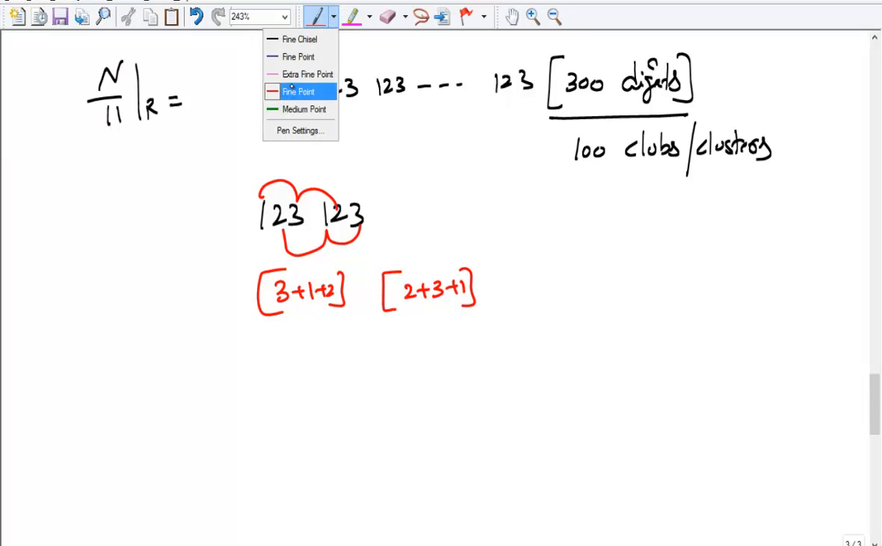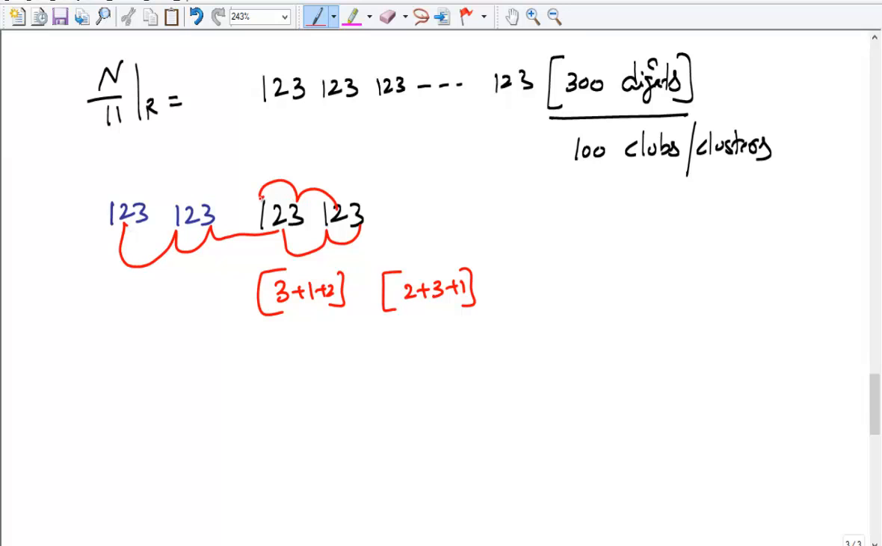Now what happens if we add 2 more clubs? Look at this one. The first alternate again starts from 3. There is a gap, it starts from 3, it's 1, again it's 2. Now the next one starts from 2, it's 3, it's 1.